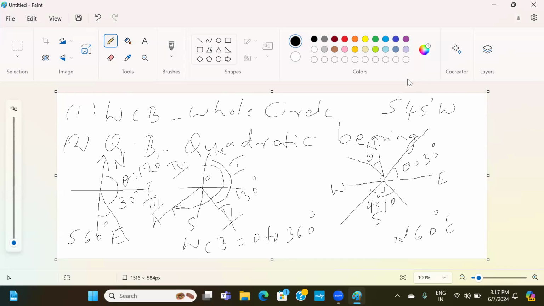Similarly, vice versa, we can convert. So this is about whole circle bearing and quadrantal bearing. We can convert whole circle bearing into quadrantal bearing as well as quadrantal bearing into whole circle bearing.